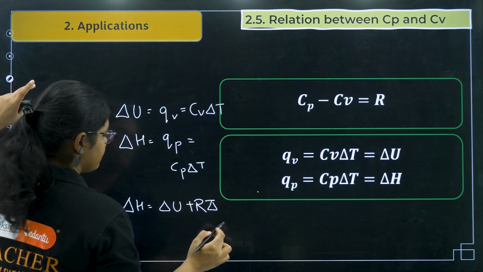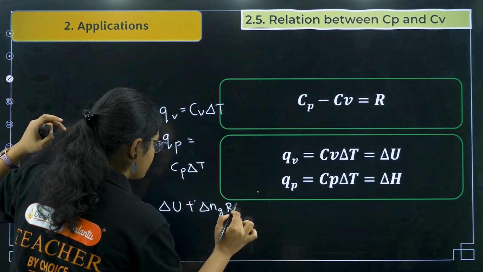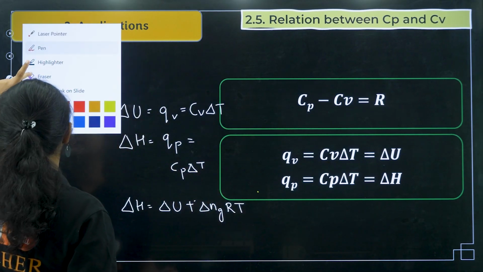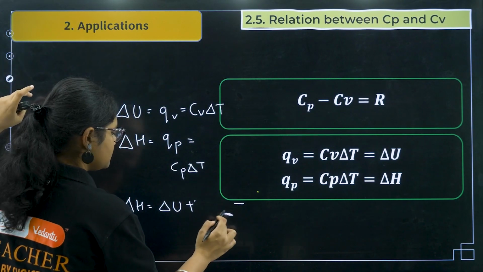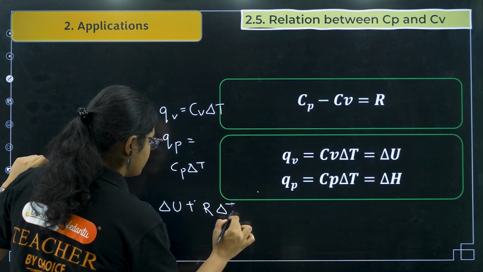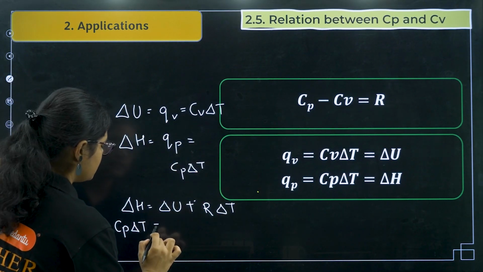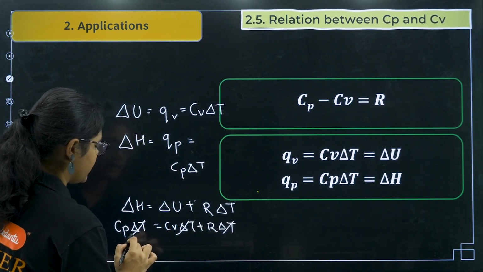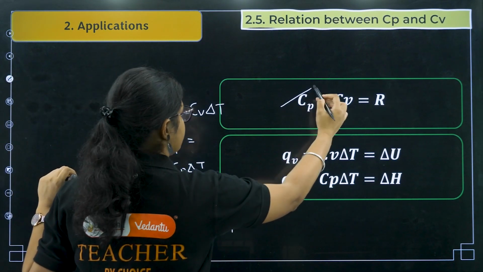See, we have this formula, delta ng RT. Now what I'll do, I'll take moles as constant, that is 1 mole, and I'll take temperature as variable. So we can write this as R into delta T. For delta H, I can substitute Cp delta T, then Cv delta T plus R delta T. Right, now these all will get cancelled. We have Cp minus Cv is equal to R. That is the relation here.